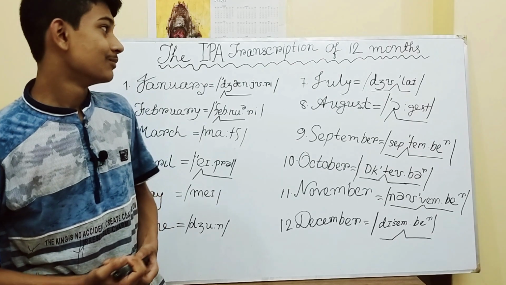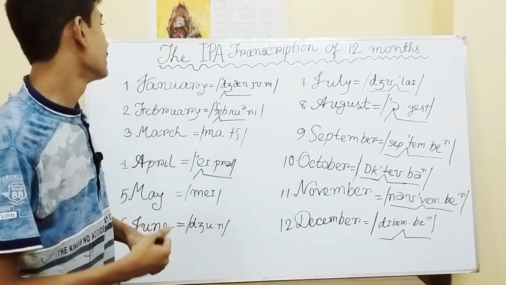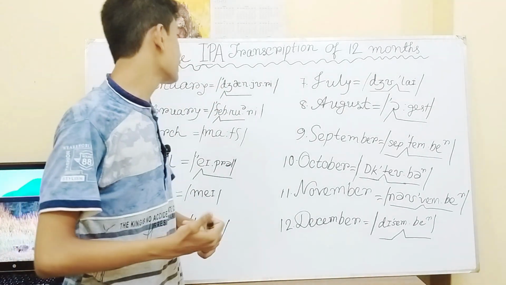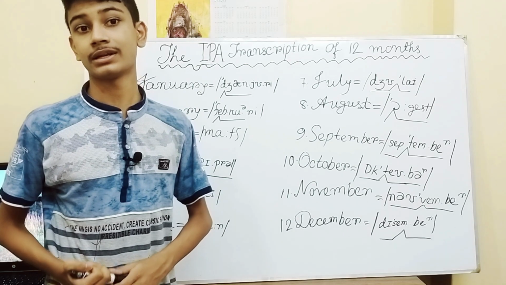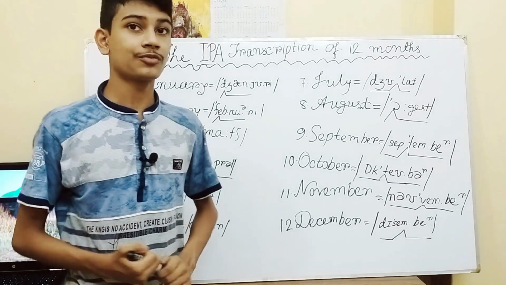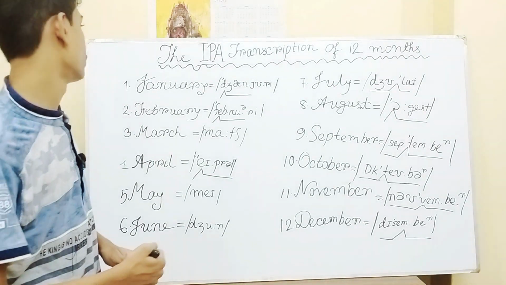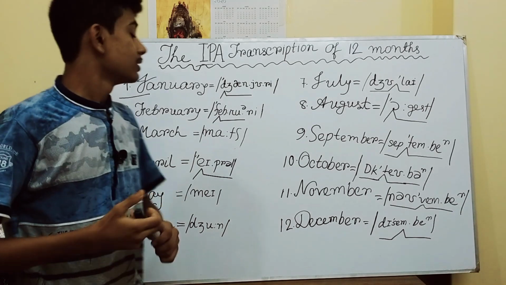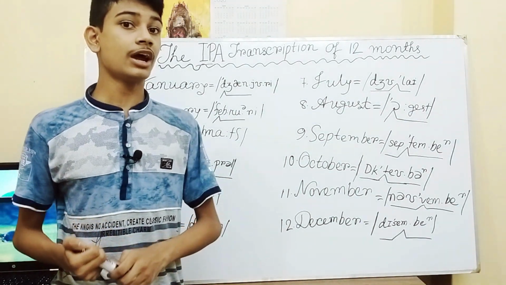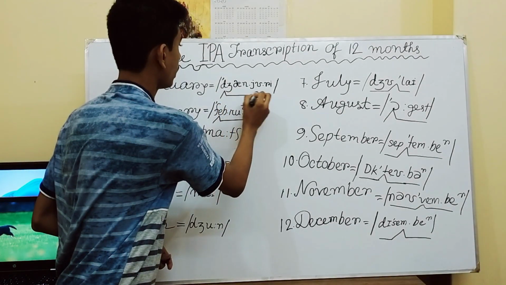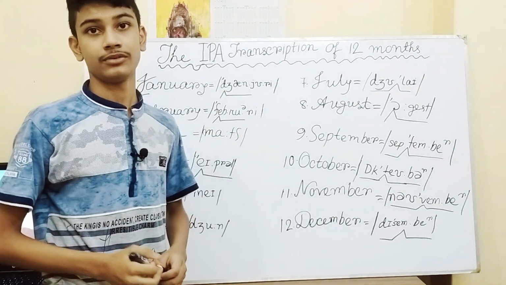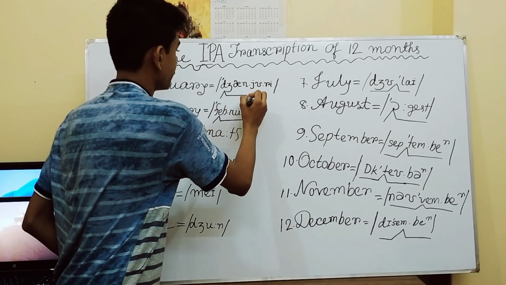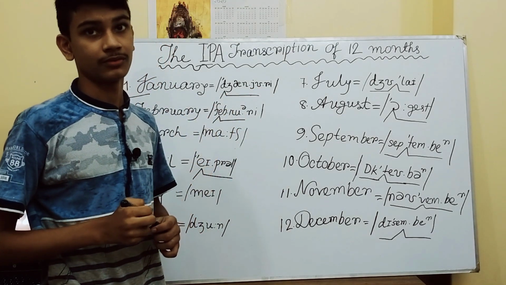So friends, before starting the video, let me describe the meaning of IPA. IPA means International Phonetic Alphabet. So friends, let's start the video. At first, here you can see January. January. Here, a stress on the first syllable, and these are the transcriptions, friends.